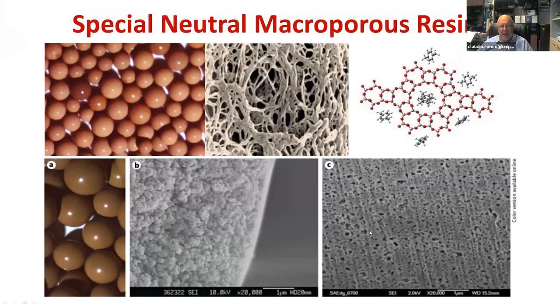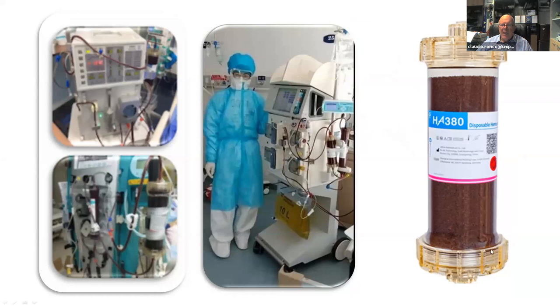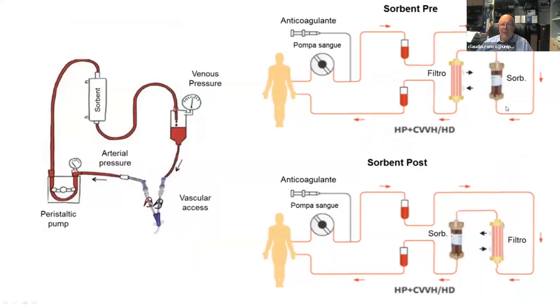Nevertheless, the most efficient method is to absorb directly these molecules in the blood, when the blood is circulated through specific neutral macroporous resin placed in specific cartridges. And here you see the case of the HA380 that we tested in our hospital in different situations. This can actually be placed before and after the CRRT circuit, or utilized as an isolated system.